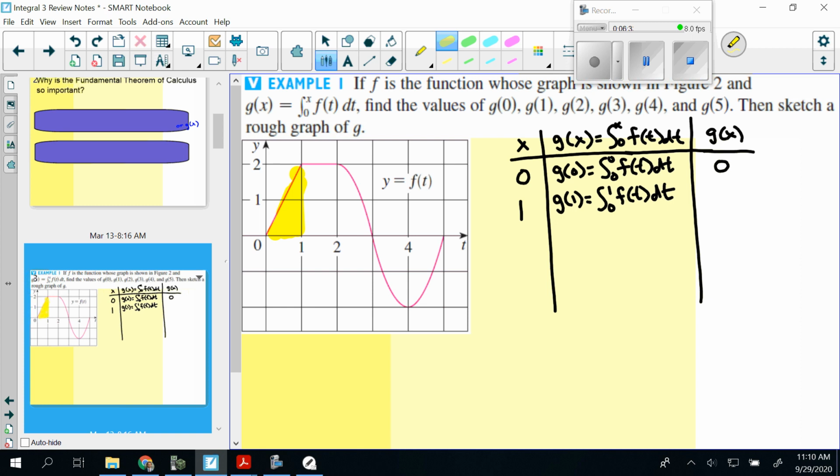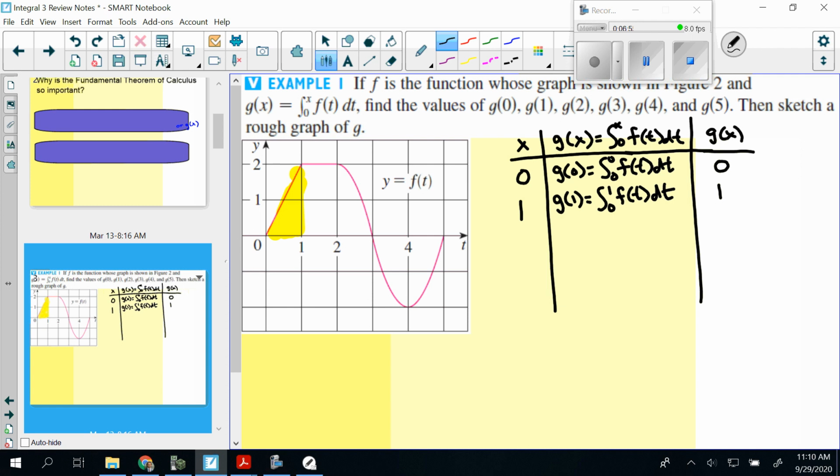Well, for this one, lucky for us, that is very easily found just using some geometry. It's a triangle with a base of 1 and a height of 2. We know the area of a triangle is half base times height, and so the area of that would be 1. Half of 2 would be 1.